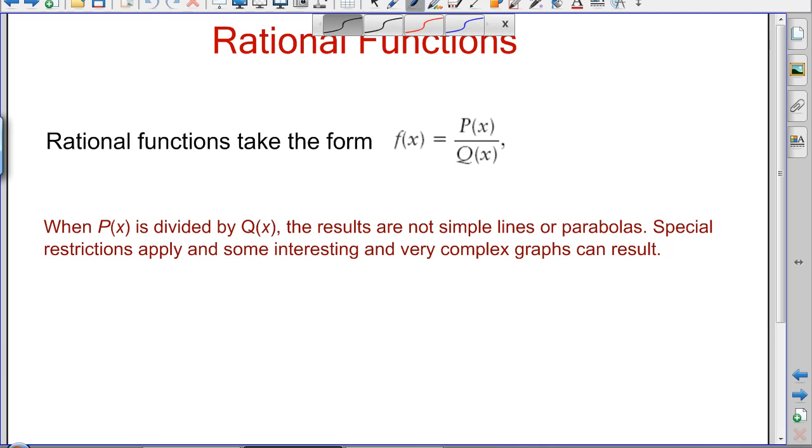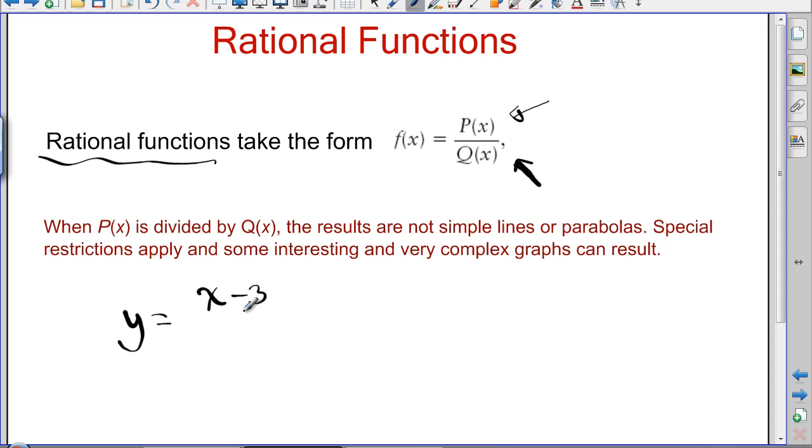And we will be looking at a number of rational functions, but today we're going to focus on something called the reciprocal of a linear, and we'll get to that in a moment. But a true definition of any rational function is simply a polynomial divided by a polynomial. And examples of this might be in the form y equals x minus 3 over x plus 4. Each of these are polynomials.